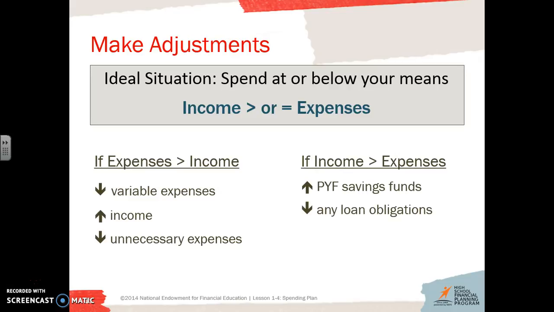We discussed what happens if you need to make adjustments. If you're paying more than what you're making, then you can reduce your variable expenses, or you can work a little bit more to increase your income, or you can reduce your unnecessary expenses. We also talked about some smart options if you're making more than what you're actually spending. A couple things you can do is increase your pay yourself first savings fund. Those are what you're working on for your SMART goals. Those are also just an emergency fund kind of expense. Also, you can reduce any loan obligations, because when you pay your loans off faster than expected, you're going to reduce how much you actually have to pay back to the lending companies.